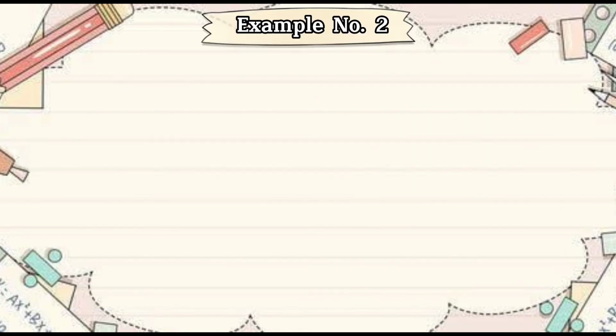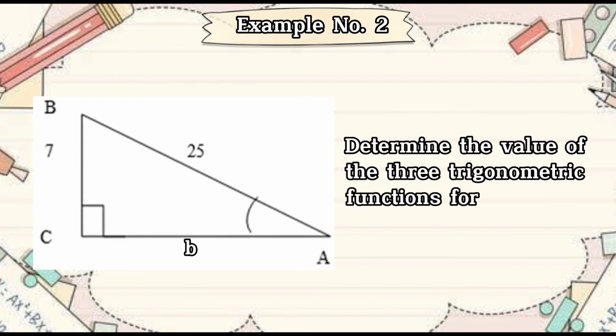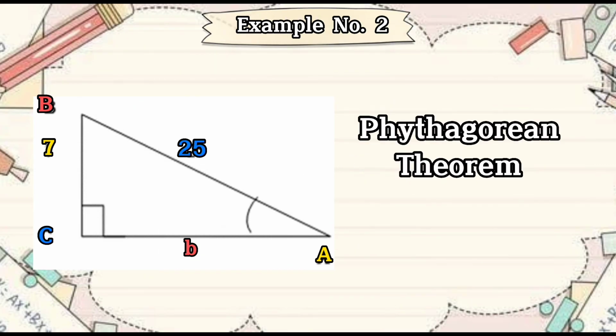Next, for example number 2, determine the value of the three trigonometric functions for angle theta in the triangle. So, ito yung triangle natin. Meron tayong triangle ABC at yung measure ng line segment BC natin ay 7 and line segment AB is equal to 25. Now, hanapin natin yung line segment AC or yung value ng B. And to find the measure of side B, pwede natin gamitin dito yung Pythagorean theorem.